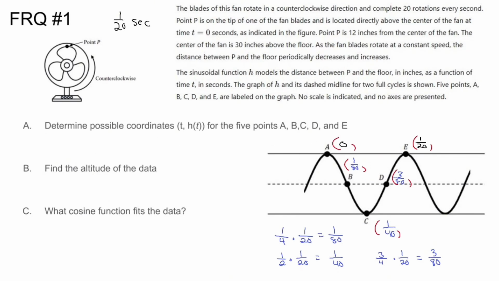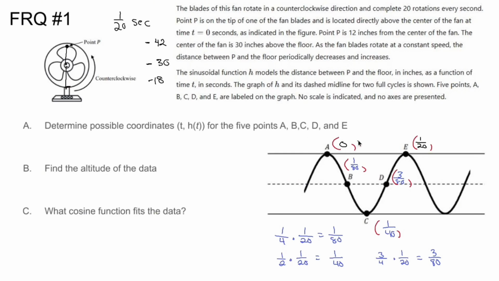Now to finish these coordinates out, I need the height. What do I know? I know that the middle is 30 inches off the floor. I also know that the distance between the middle and that point is 12. So the very maximum is going to be 30 plus 12, which is 42, and the very minimum is going to be 30 minus 12, which is 18.